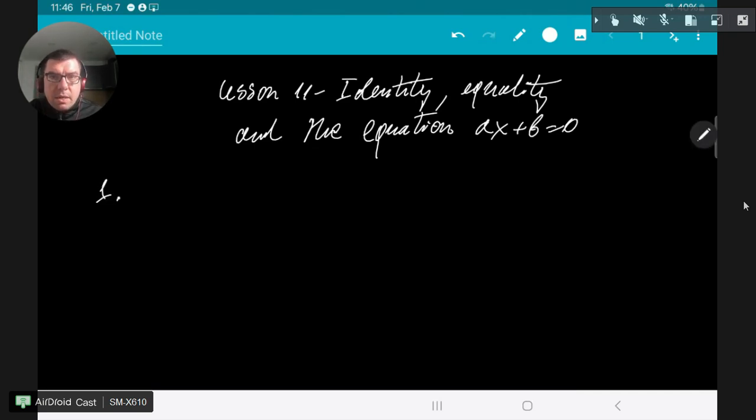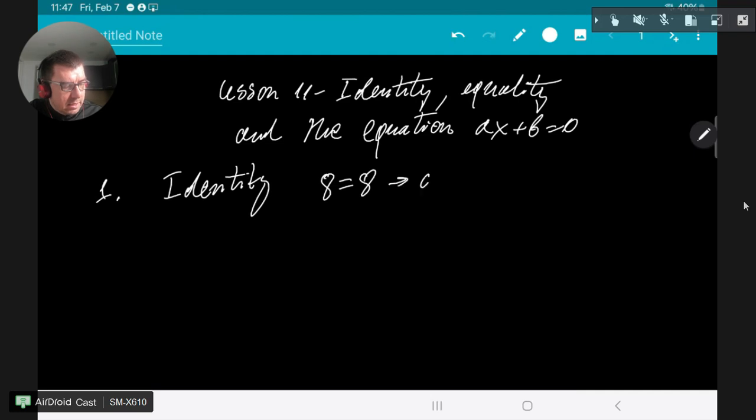The first thing we're going to consider is what I call identity, okay? Now, identity is very simple. It means a number is equal to itself, okay? So if I write 8 equals 8, that is an identity. If I write 1/2 equals 1/2, also an identity.